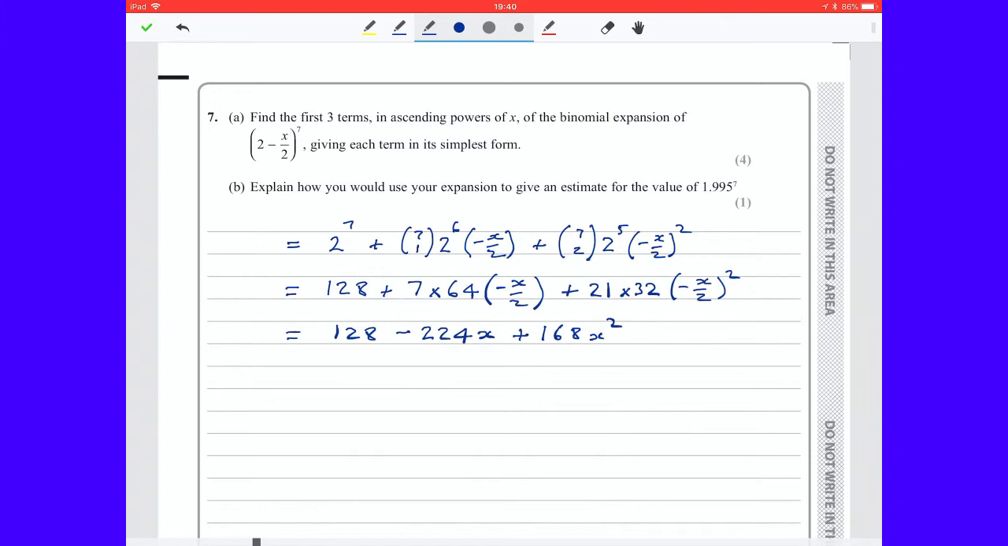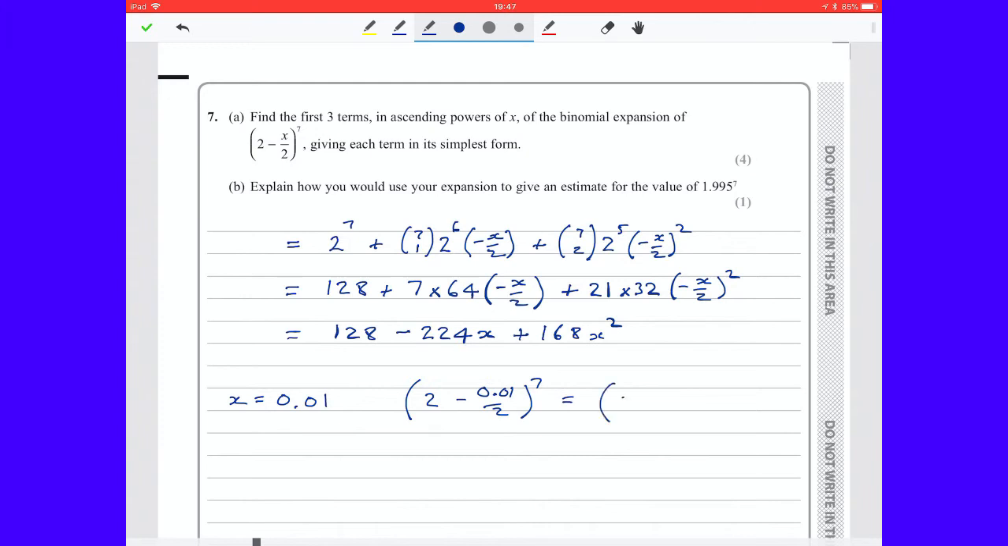It now says, for 1 mark, explain how you'd use your expansion to give an estimate for the value of 1.995 to the power 7. What would we need x to be to give us 1.995 in the bracket? Well, if x was 0.01, in the bracket we would have 2 minus 0.01 over 2, and that would be to the power 7.